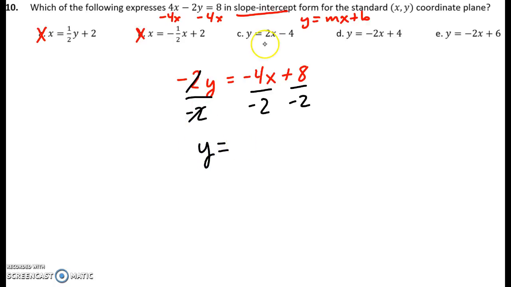Now if you look at your answer choices, you have 2 in front of x, negative 2 in front of x, and negative 2 in front of x. If this number is positive, then you're done. Your answer choice is C. A negative divided by a negative is positive. 4 divided by 2 is 2x. So since it's positive, your answer choice is C.